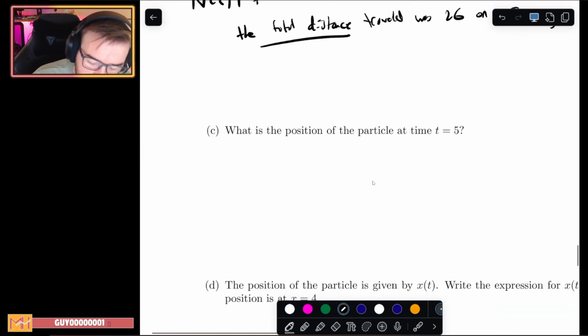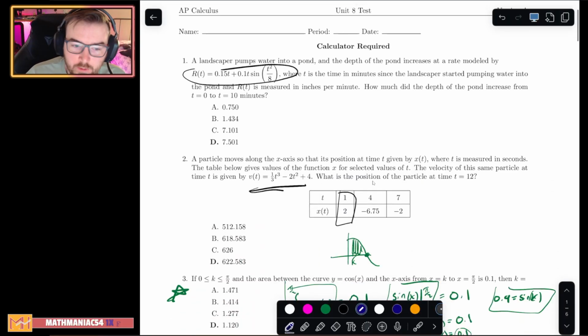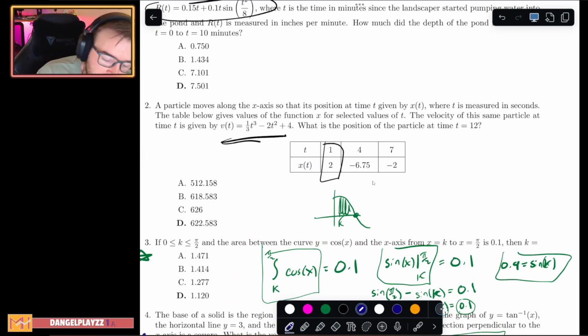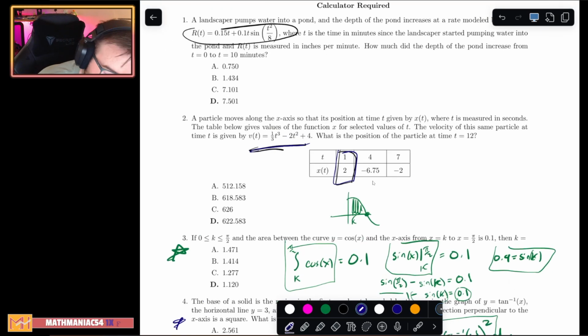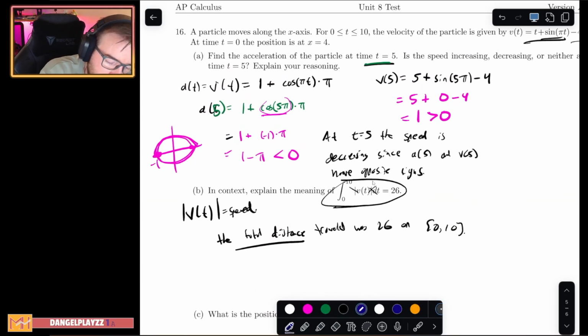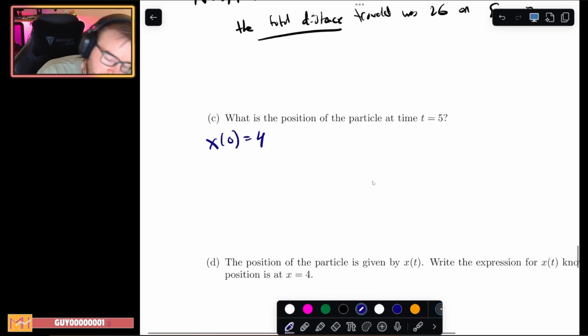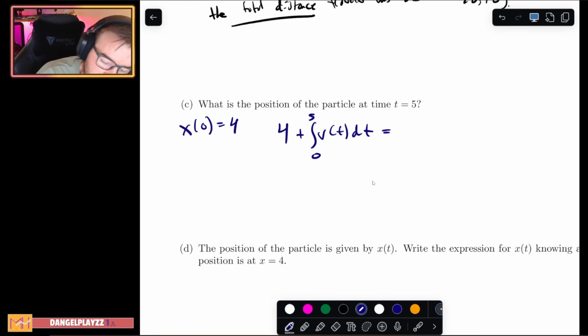What is the position of the particle at time t equals 10? This is exactly the same question, except of course by hand and without a calculator, as number 2. We need to take a known position, integrate the velocity to figure out where we are now. Okay? So we need to realize that the position of the particle is 4 at t equals 0. So if we know that's happening at t equals 0, that's the starting position, we just need to integrate the velocity for those first 5 seconds, and that's going to tell us our answer.